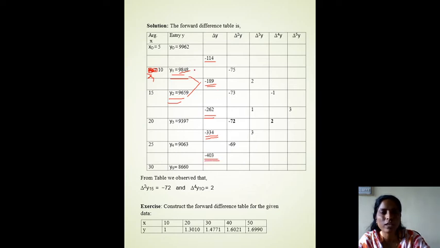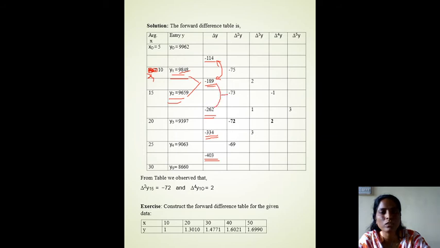So check whether these calculations are correct or not. This is the column for the first forward difference. Next column, delta square y, the difference of the first forward differences. How to take the difference, you have understood: succeeding minus preceding. So minus 198 minus minus plus 114 gives you minus 75.